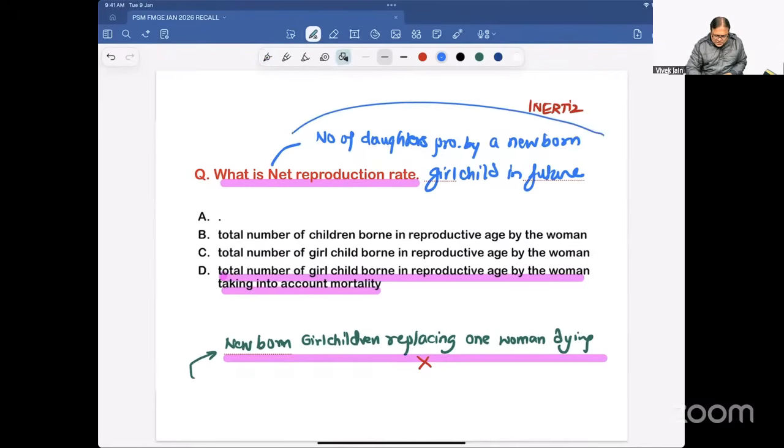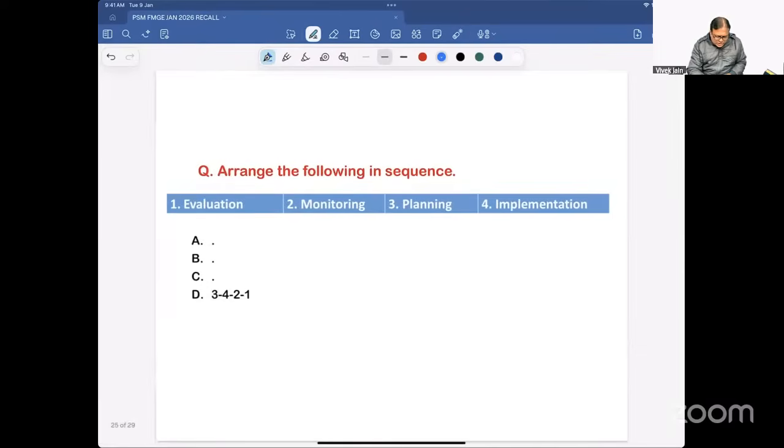What I will do, friends, is try to improve the language with the help from this. Total number of girl children born in the reproductive age minus mortality per every girl child. Yes, that will become correct. Okay. Was there a question like this?